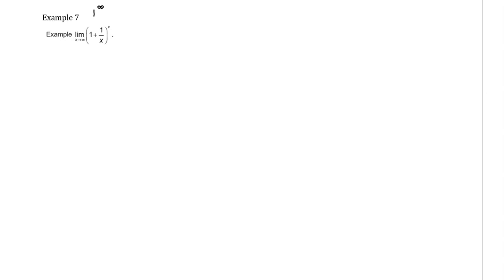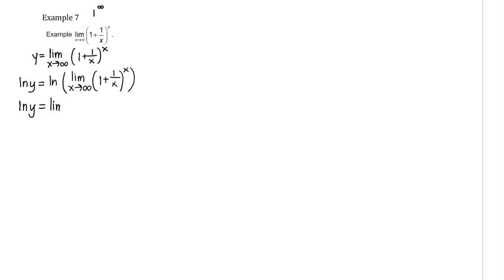Particularly with this infinity in the exponent, we're going to need to get a little creative with how we evaluate this limit. So the first thing we're going to do is assume that the limit exists, and we're going to call it y. Now I'm going to apply natural log to both sides of this equation. Because natural log is continuous on its domain, we are able to switch out the natural log and the limit.